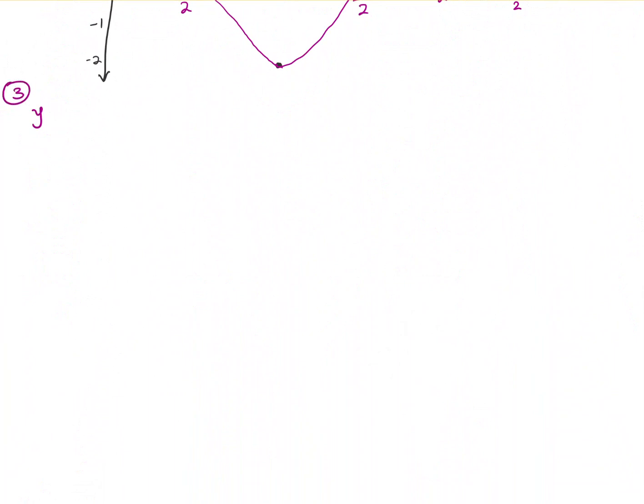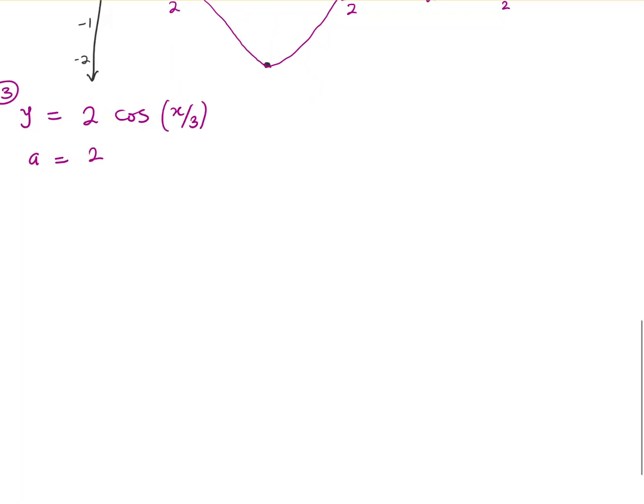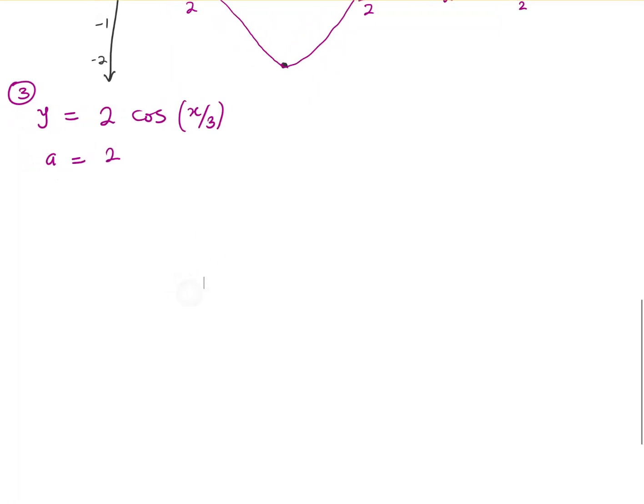So example 3, y equals 2 cosine of x by 3. I'm still going to be doing the same thing here, but this time I'm going to be pretty fast. In this case, my a is 2, my b here is 0, my c is 0, my k is 1/3.